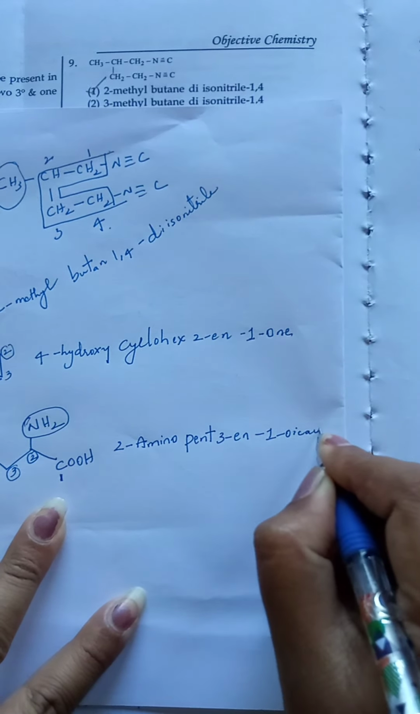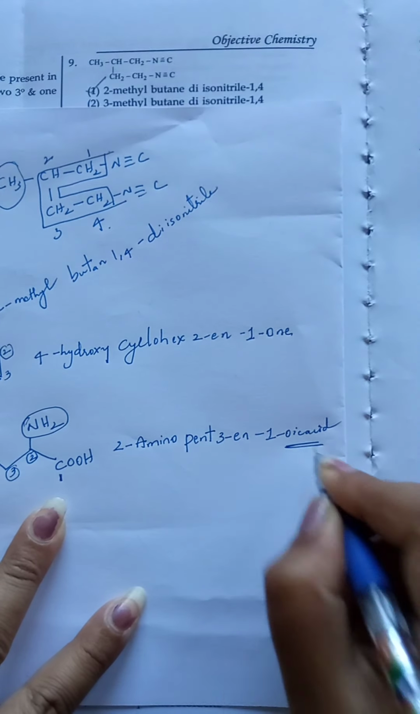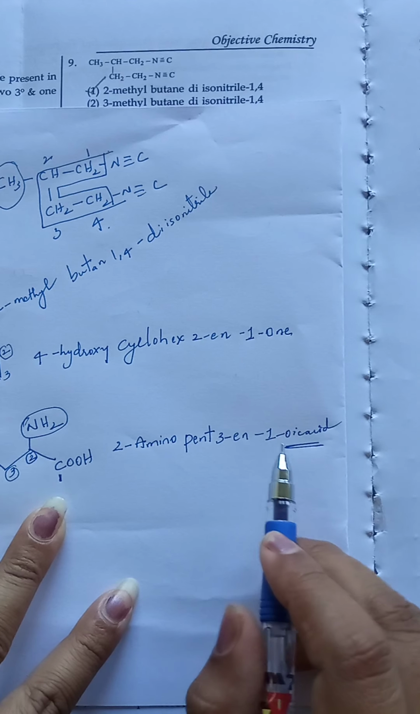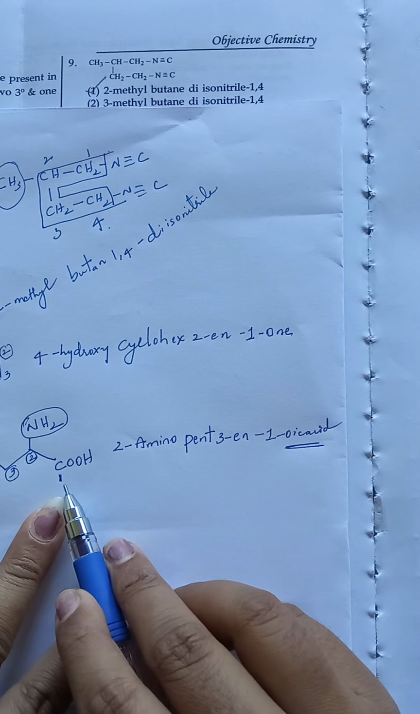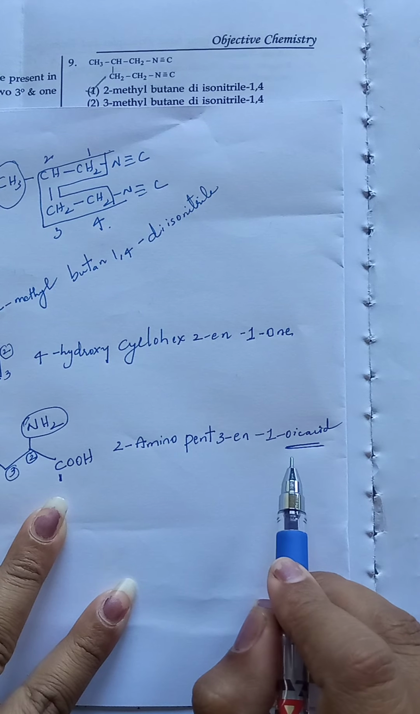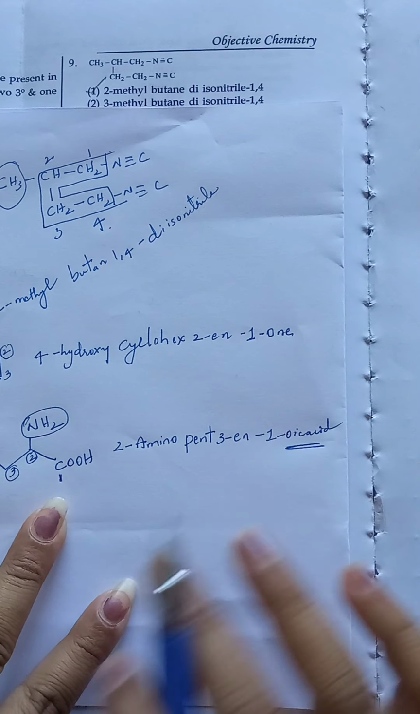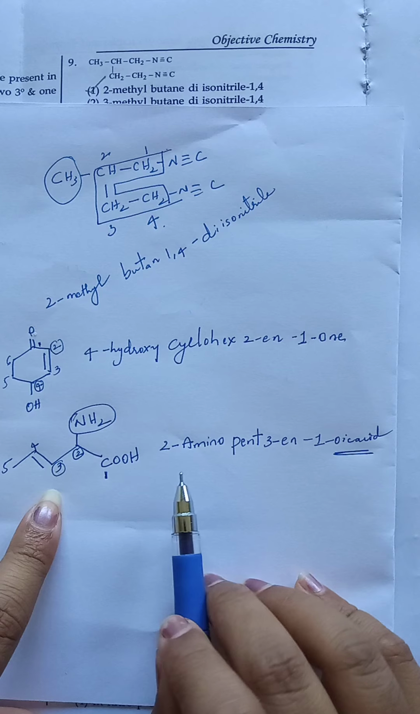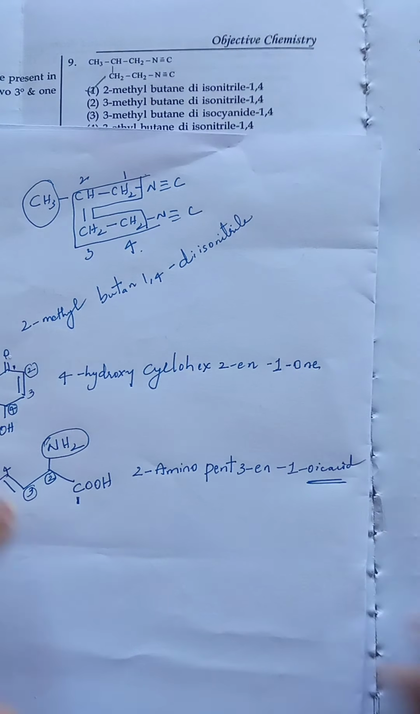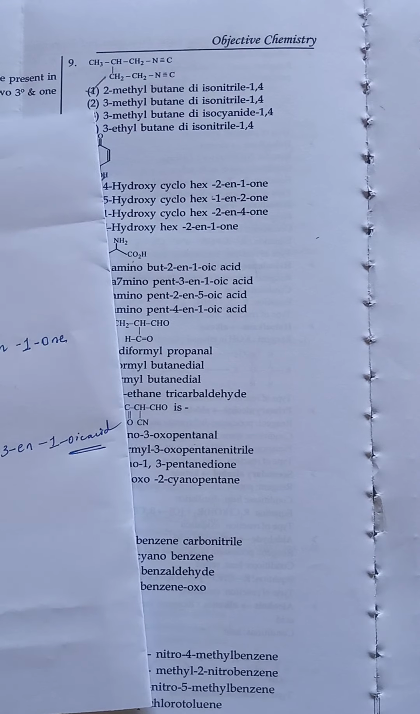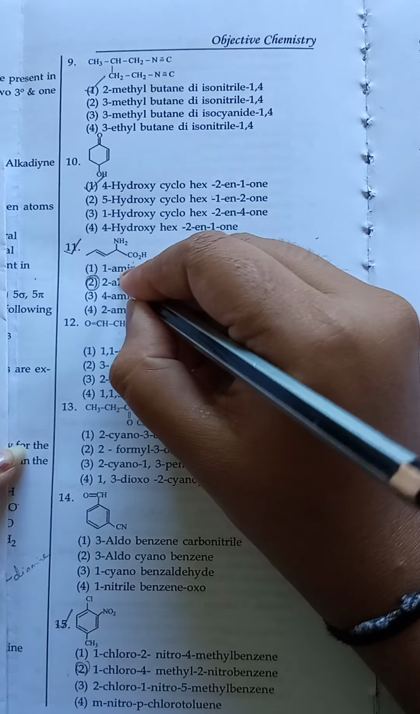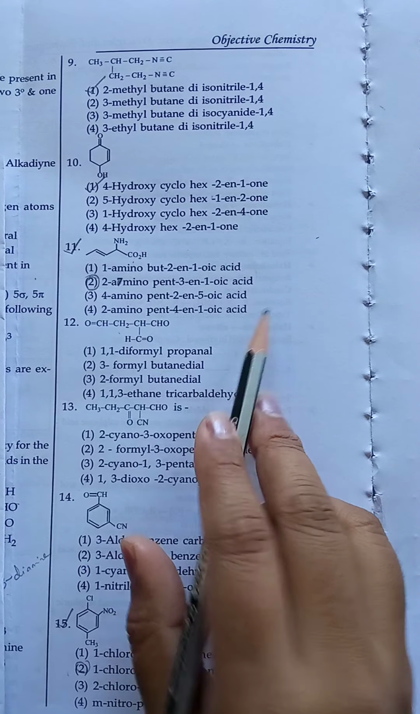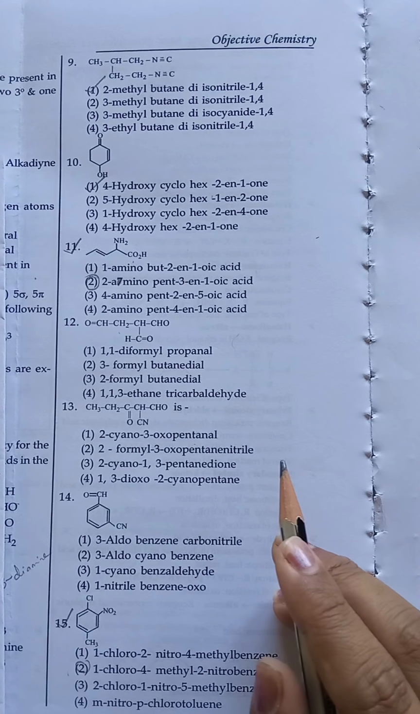1-oic acid. Why oic acid? That is the suffix for the functional group acid. So 1-oic acid. Why 1? At the first position the carboxylic group is present, so it is 1-oic acid. That is the name of this compound: 2-amino pent-3-en-1-oic acid. In the given options, what is that? Here a 7 is printed by mistake. 2-amino pent-3-en-1-oic acid. So the answer is the second one.